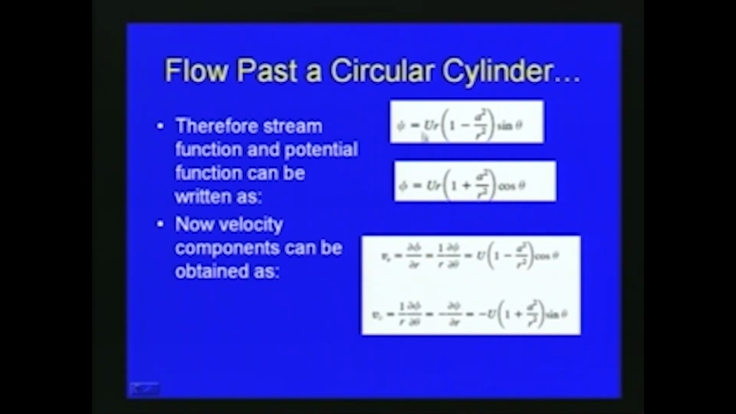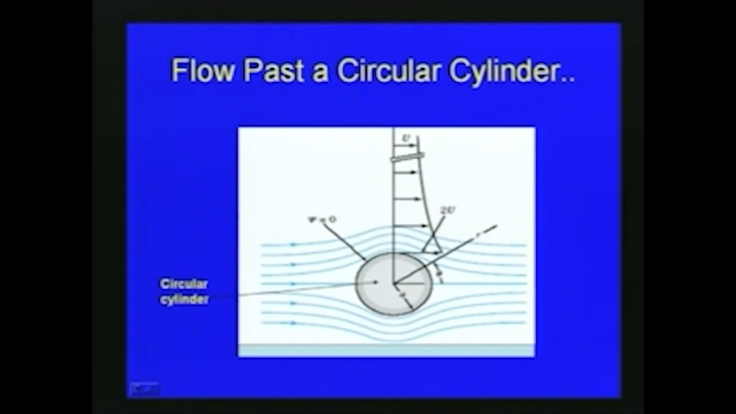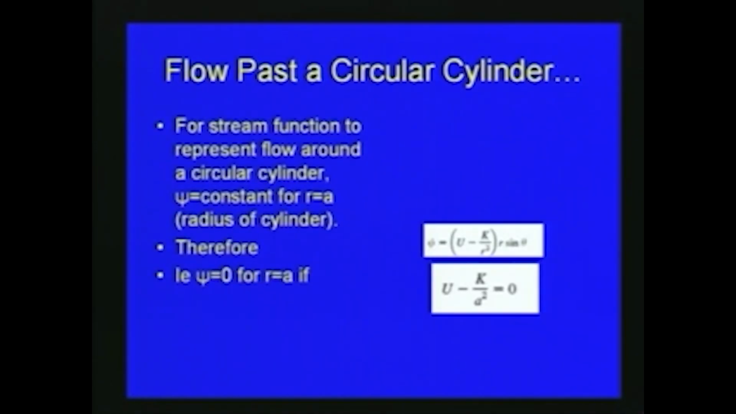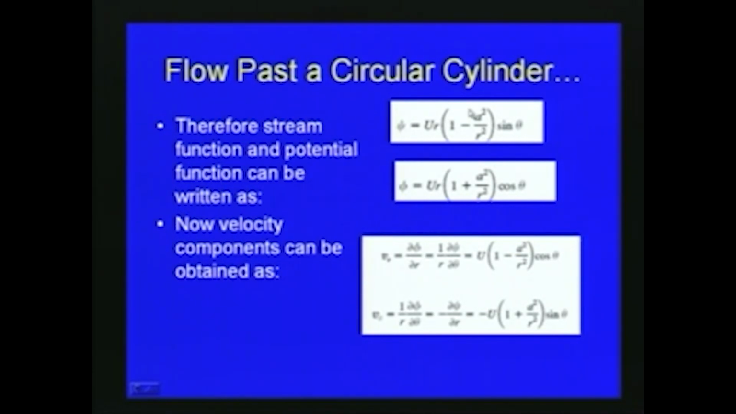So, with respect to the previous discussion, for psi and phi, finally, for the flow past a circular cylinder, when r tends to a, psi is equal to 0 at r equal to a, and we got u minus k by a square equal to 0. Finally, psi is equal to u r into (1 minus a square by r square) sin theta, and the velocity potential phi is equal to u r into (1 plus a square by r square) cos theta.